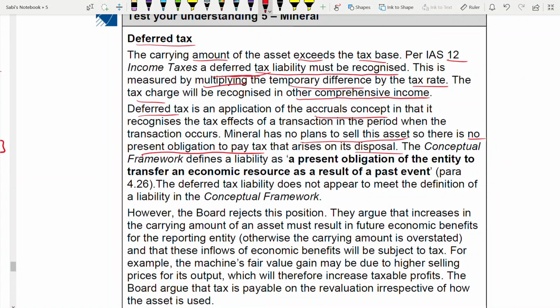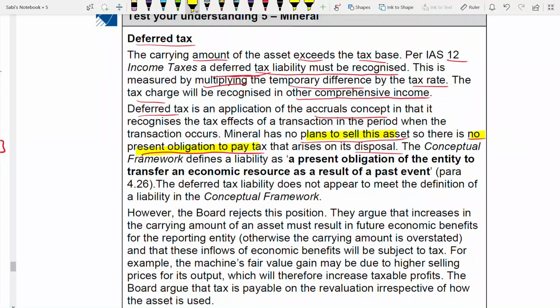Can you see? This line you have to write before you come to the conceptual framework. This is the linking point. Okay, maybe I can highlight it for you. So plans to sell this asset, no present obligation to pay the tax. And remember, this technique is not only for this, it has to be used for any answer in your ACCA. I'm not saying SBR because it's not specific to one subject. Because what is applicable for one subject is applicable for all the other subjects, right? Maybe the concept might be different, the answers might be different, but this technique is used forever, right?